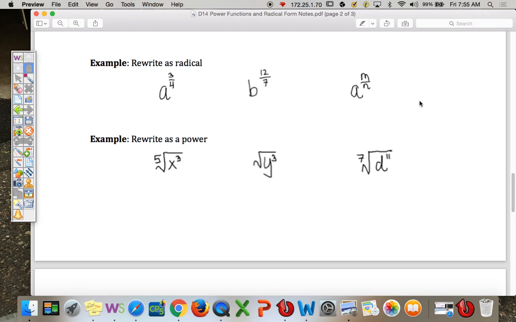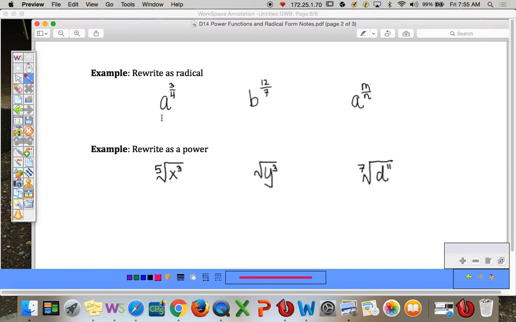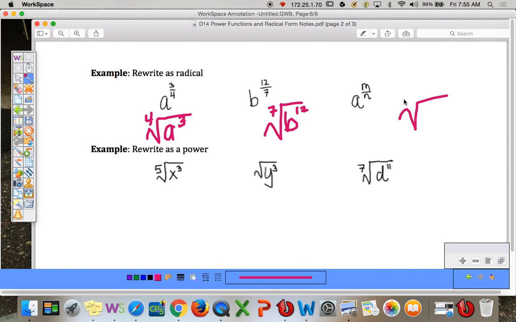So we're going to go over how to convert, and then we'll go over why we are doing this. To convert, rewrite as a radical. This would be our radical sign. The 4 goes on the outside, a to the 3rd. Here the 7 goes on the outside, b to the 12th. Here the n goes on the outside, a to the m.